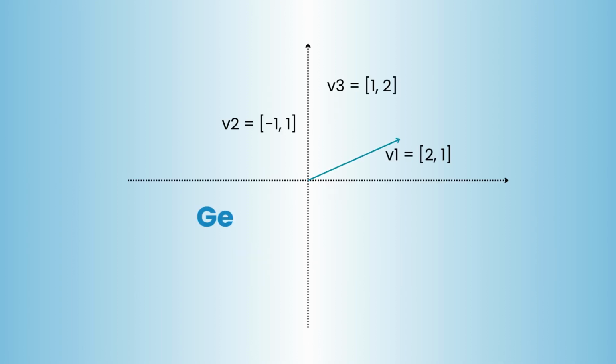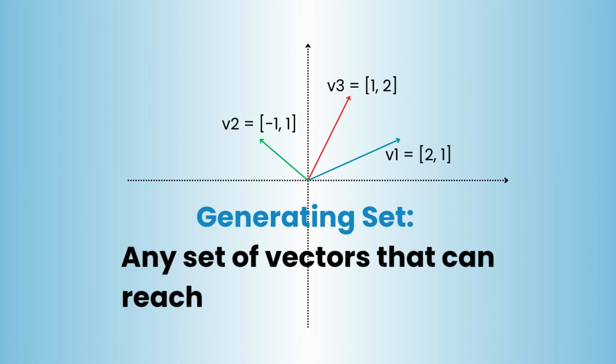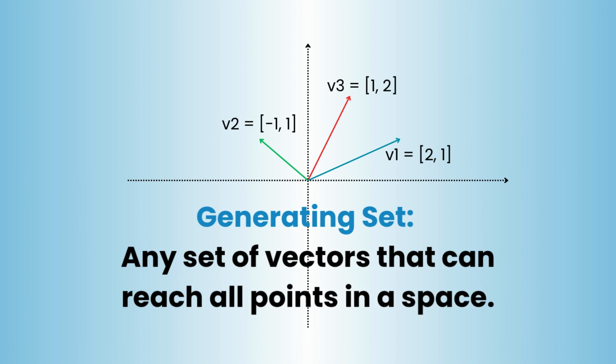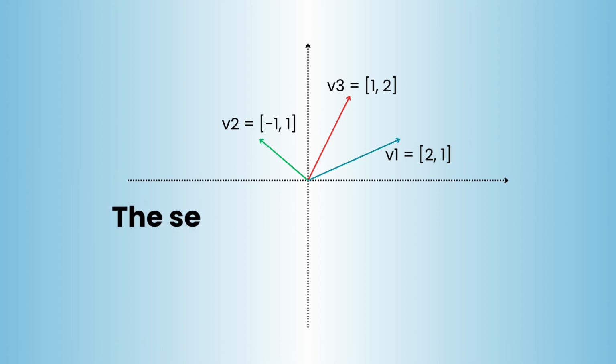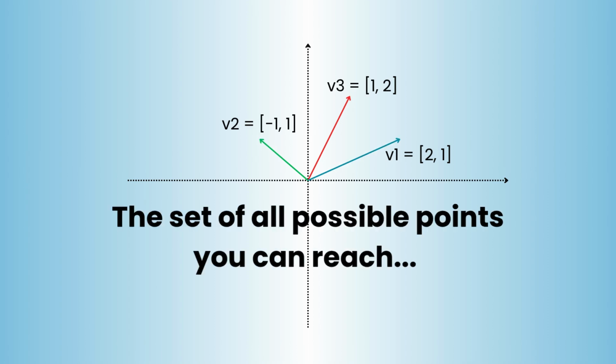Let's start with our collection of vectors. Any set of vectors that can be combined to reach every point in a space is called a generating set for that space. The set of all possible points we can reach by adding and scaling these vectors in your generating set is called the span.